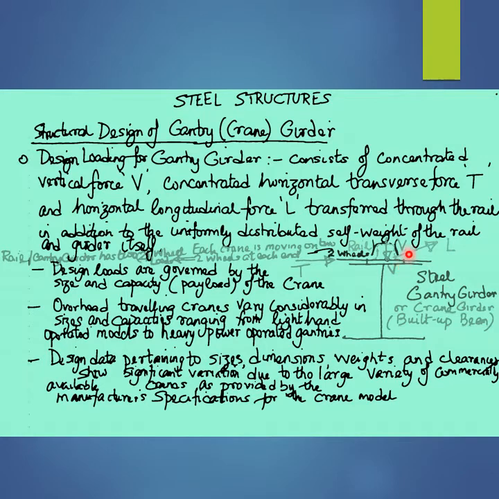are distributed among the two wheels acting as moving wheel loads on each rail or steel gantry girder at either end of the overhead electric crane.